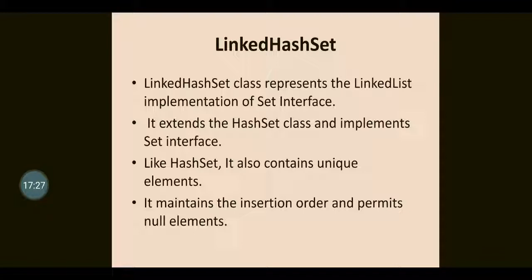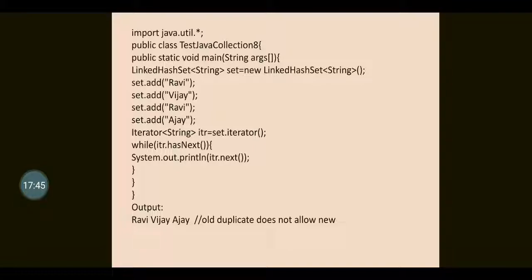But in case of PriorityQueue, the null elements are not permitted. LinkedHashSet permits the null elements. As an example, it also resides in the util package, with a public class name, main method, and a LinkedHashSet object, and with the help of the add method we can add the elements Ravi, Vijay, Ravi, Ajay, and with the help of the iterator we can iterate the elements of the set.